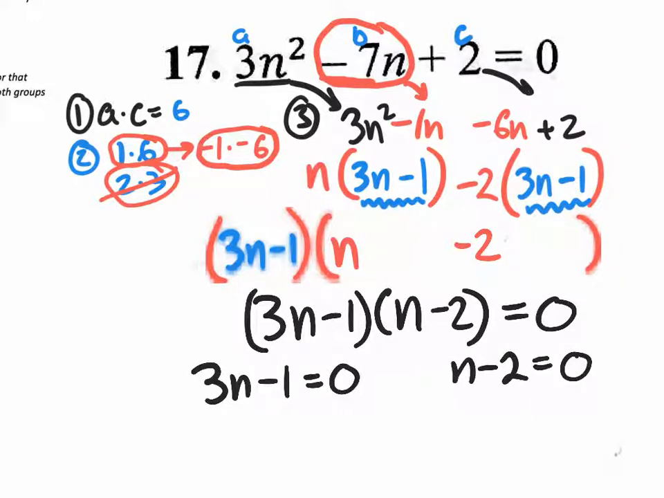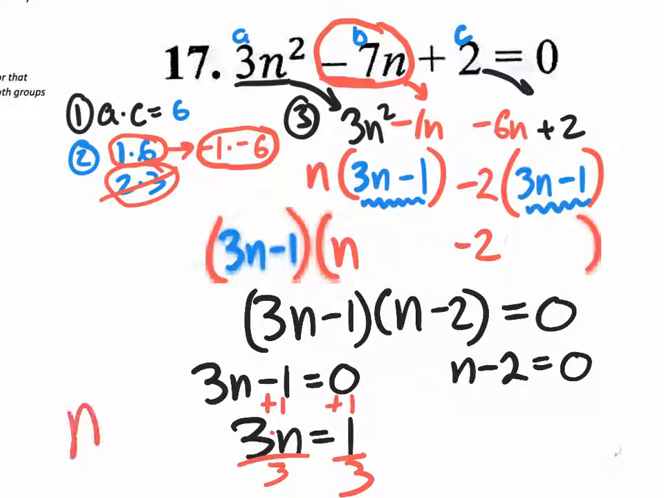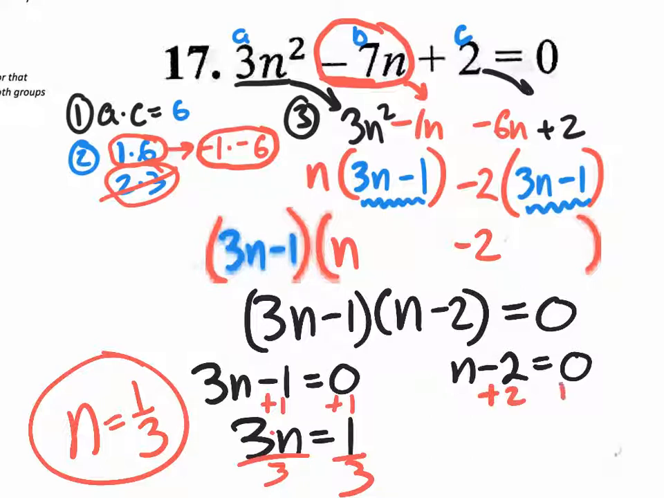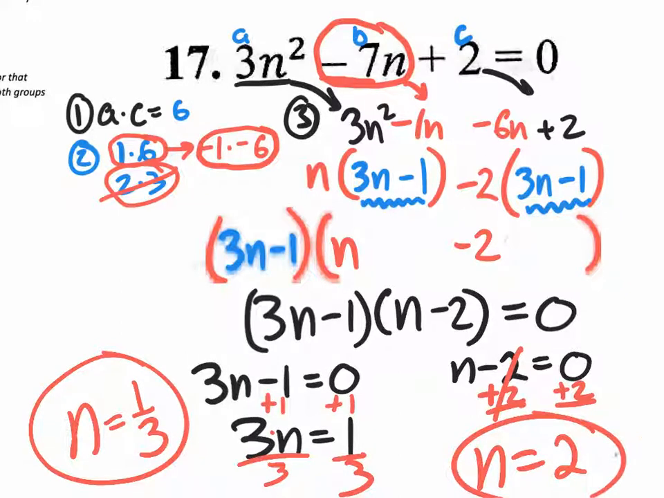So let me solve the left equation by adding 1 and adding 1. I would end up with 3n equals 1. And my final step would be to divide by 3 and divide by 3. So my answer is n equals 1/3. That's one answer. Now on the other one, you're going to solve it by adding 2, and you will get n equals 2. So those are your two answers for number 17. N equals 1/3 and also 2.